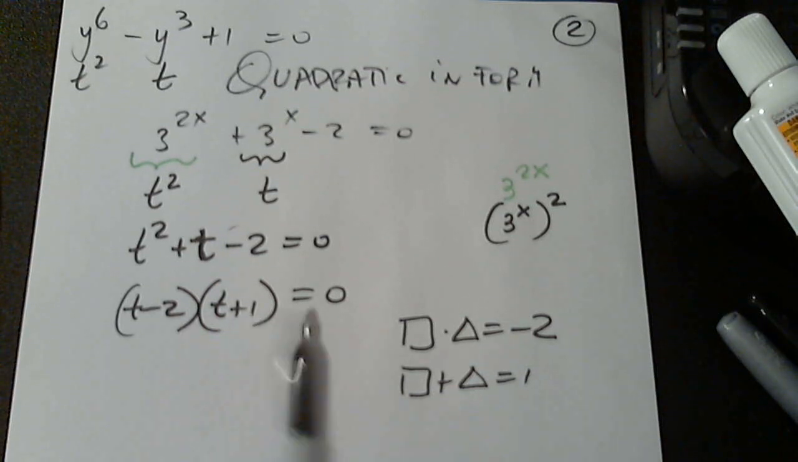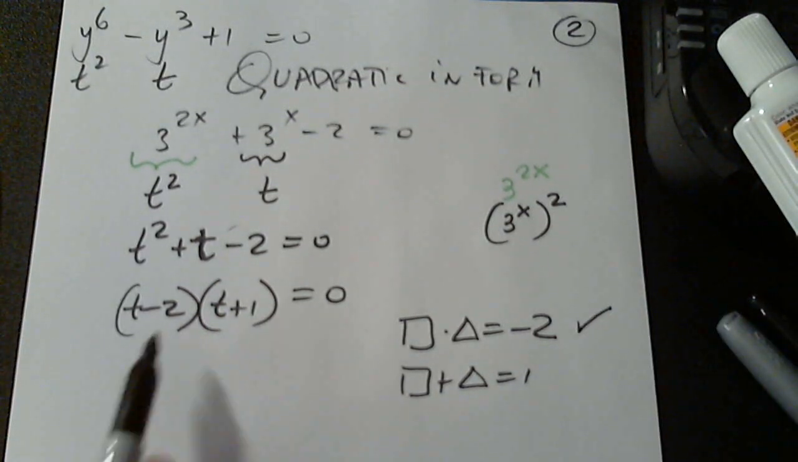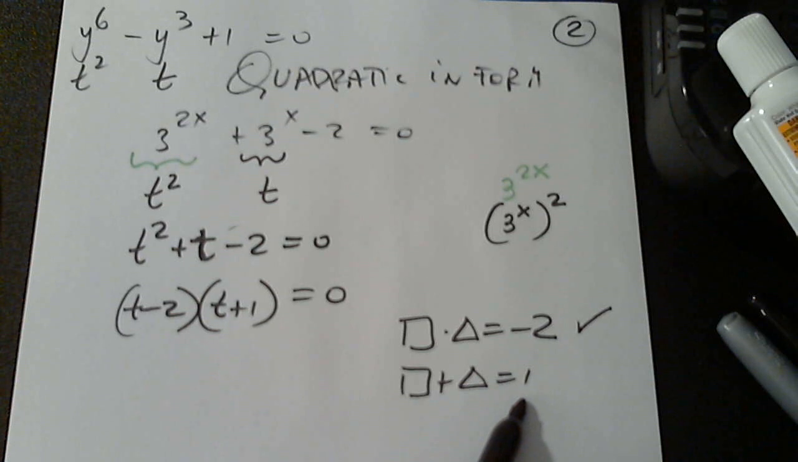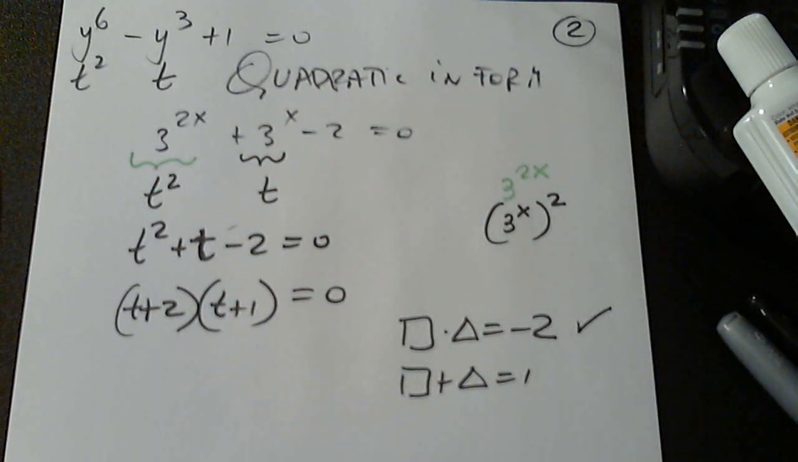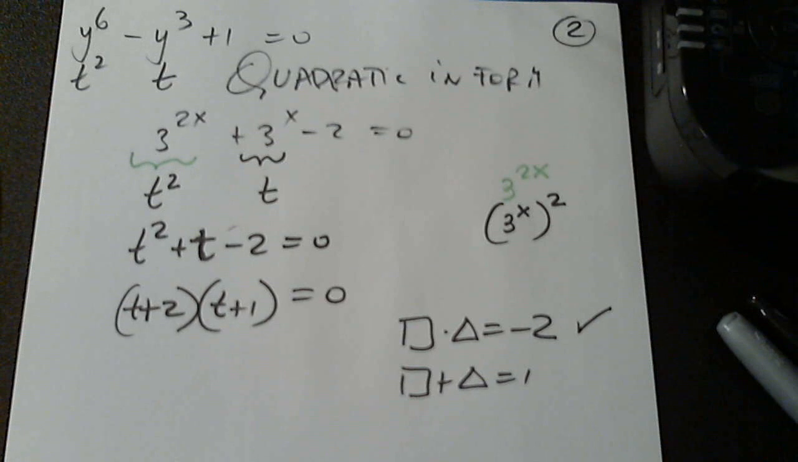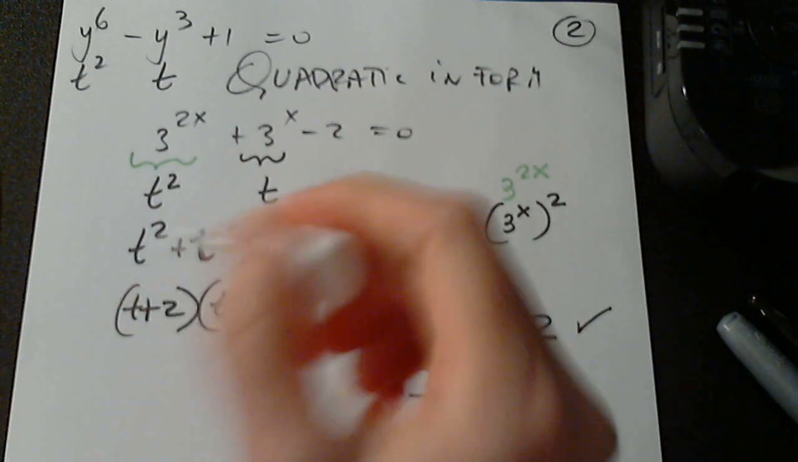So -2 times 1 is -2. Check. But -2 plus 1 is not +1. Oh, so plus 2 minus 1. Excellent. Indeed, that is correct. Good. So then we have two t's.